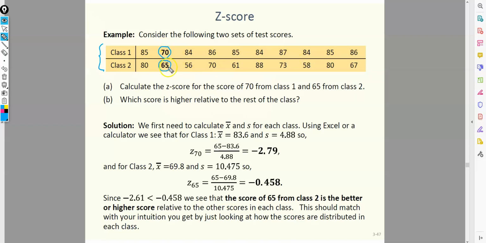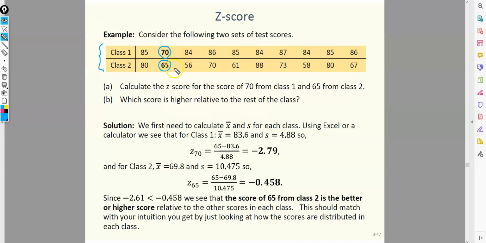But if you look at class 2 and you look at the score 65, you see there are some other scores that are lower than 65 in the class, and there's a lot more variability in the scores from class 2 than there are in class 1. So it looks like the score of 70 is actually lower relative to the rest of the class than the score of 65 is in class 2. But let's see what the z-score tells us.